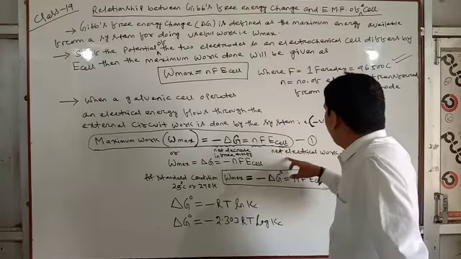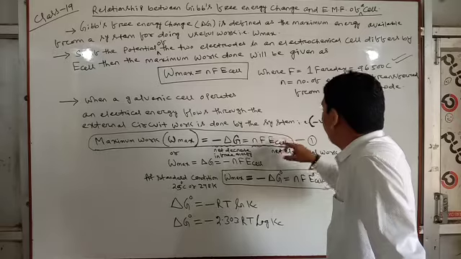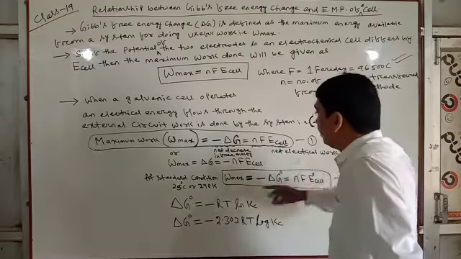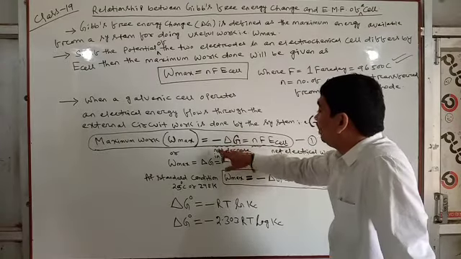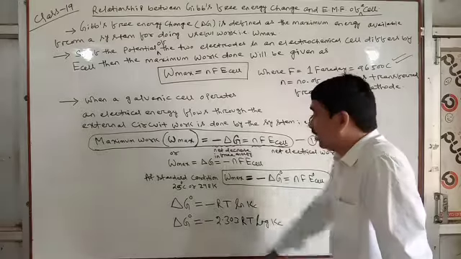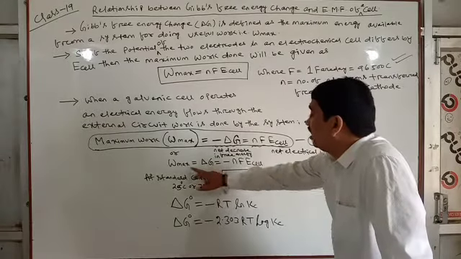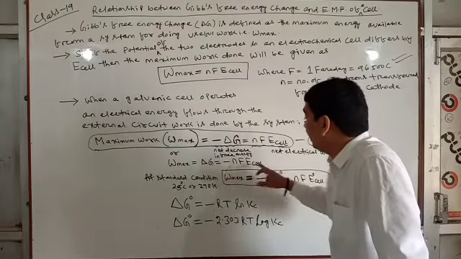NF cell stands for net electrical work done. Minus del G stands for net decrease in free energy. So W max equal to del G, which is equal to minus NF cell.